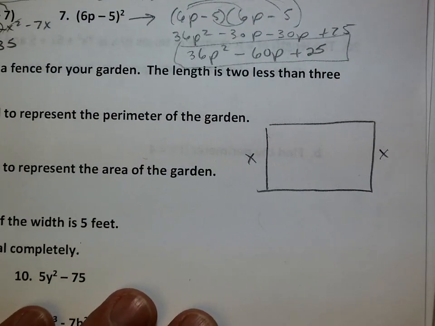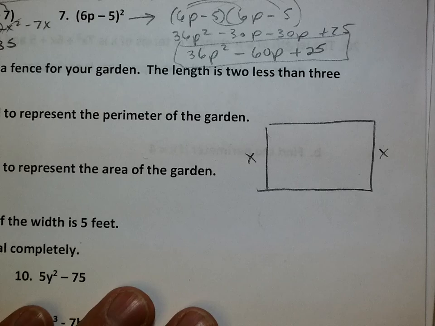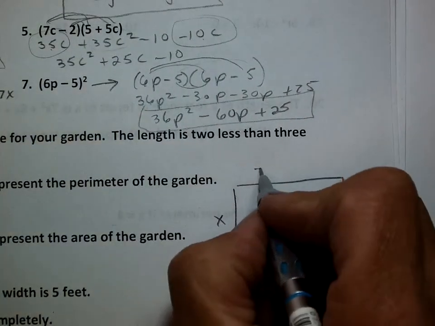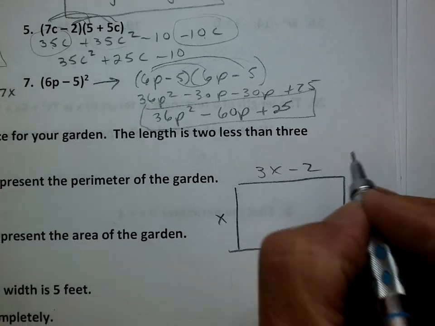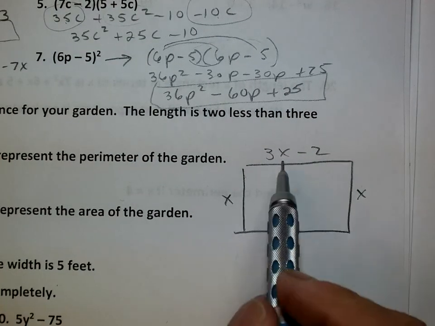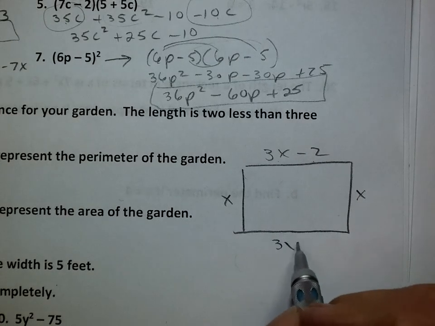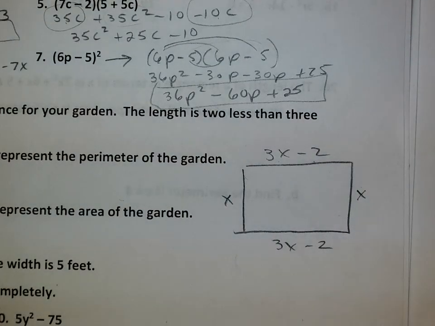Now the length, though, is 2 less than 3 times the width. So we're going to go 3x minus 2, because it's going to be 3 times as long and then 2 less, okay? So when you do a comparison problem, one of the two sides has to be plain old x, and then the other side is going to be all the comparison, right? 3 times and 2 less, okay?